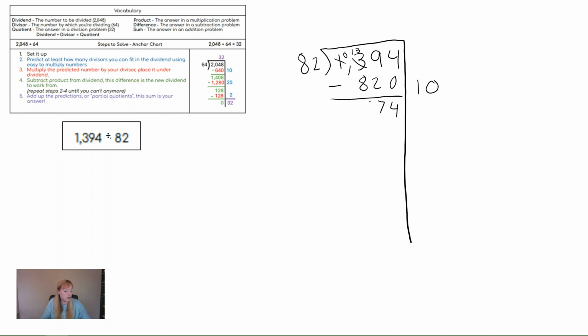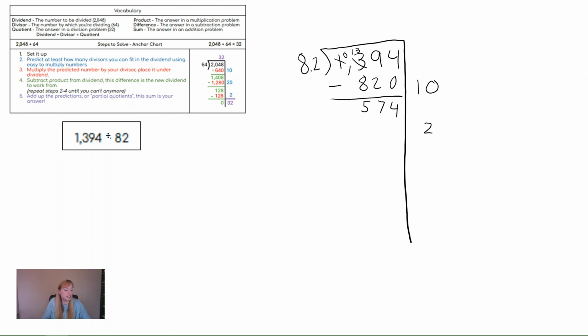13 minus 8 will leave me with 5. All right, 574 is my new dividend to work from. Since it's greater than 82, I need to repeat the steps. Back to step 2. Predict at least how many groups of 82 I can now fit in 574. Well, I'm not sure. And when you're not sure, it's always better to guess under. So I know I can fit at least 2 groups of 82. That's my prediction. Now I'm going to multiply, moving to step 3.